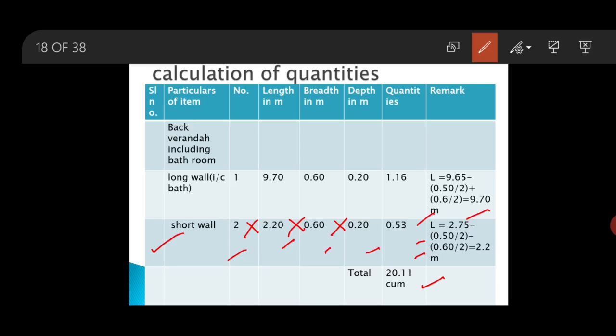So this is all about for today's class. In the next class, we will go for calculation of brickwork in foundation and plinth. Thank you.